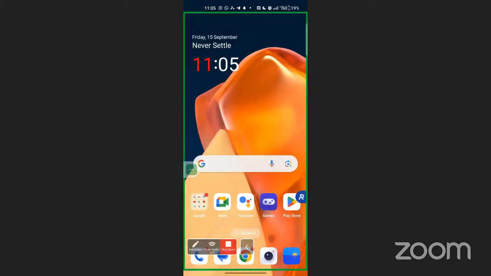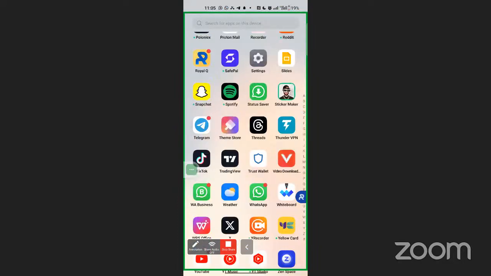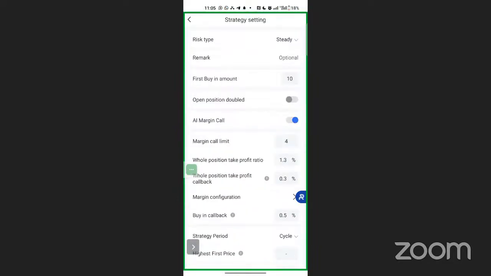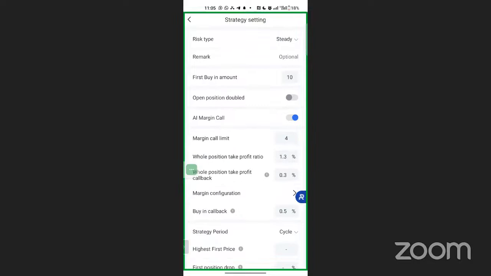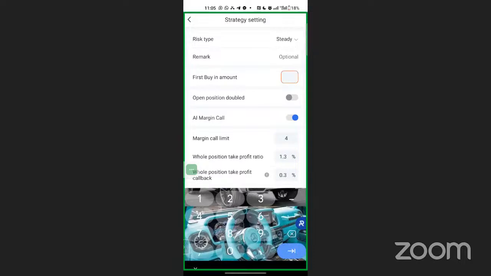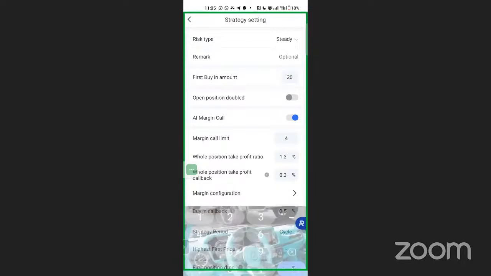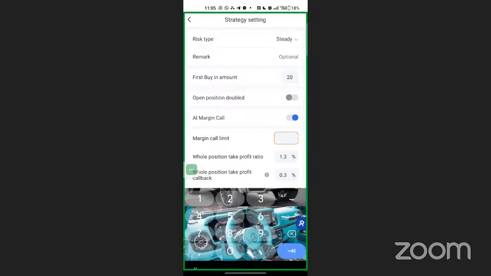Now, here is the game of the day. Julius, when I have more capital, I can play better. I can increase my first buying amount. Now, let's go to that. Let me put here first buy. Let me say 20. Now I'm using logic. Margin call limit, let me put 20.